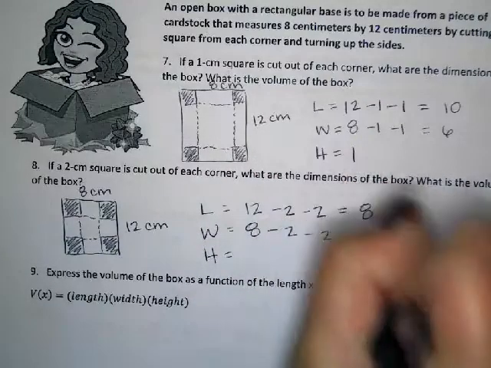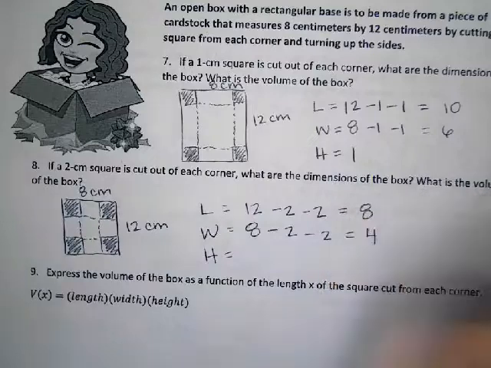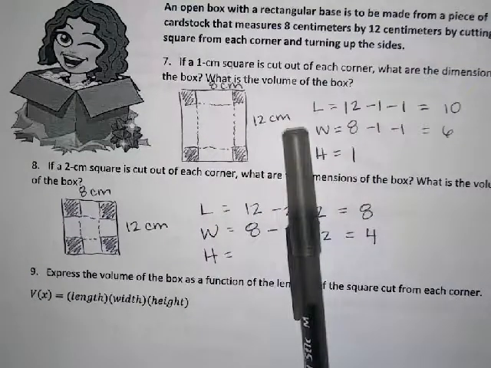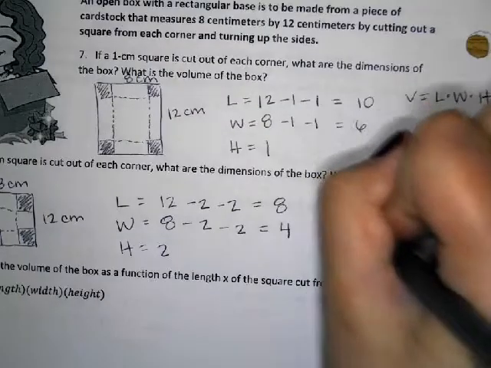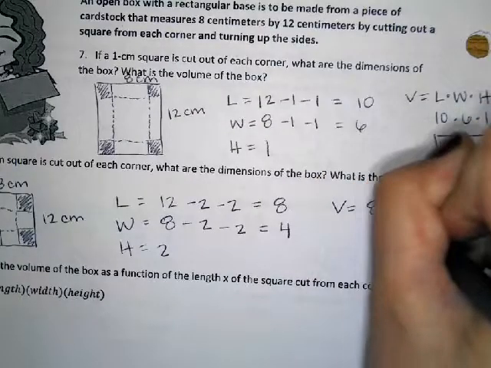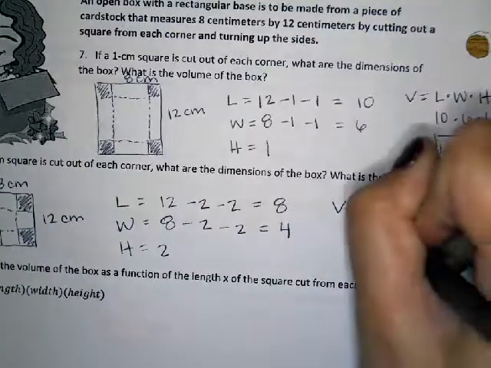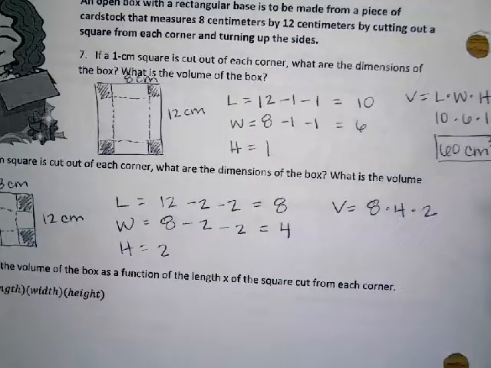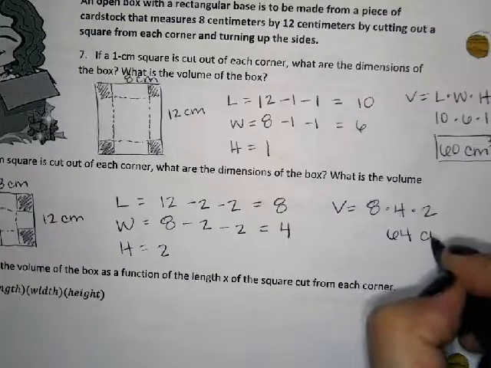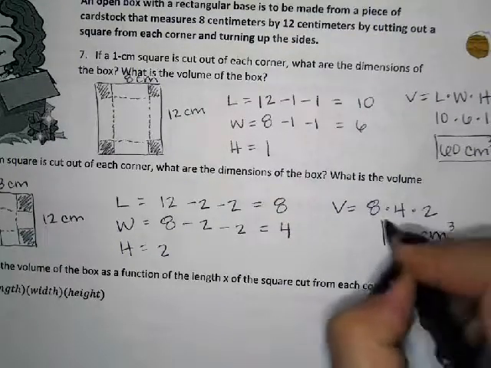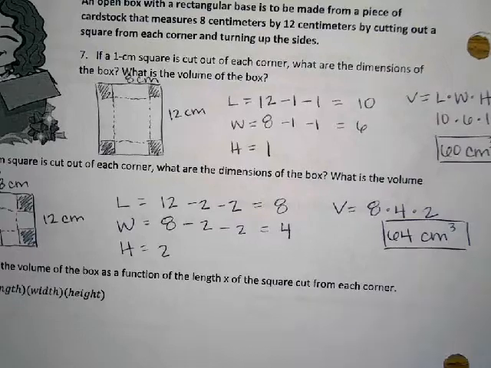And so my volume is length times width times height. And so what is it? 64 centimeters cubed. So apparently cutting out a bigger square actually makes a bigger box, which is interesting. Okay, all right, so now they're saying, let's take this problem and make it a Math 3 problem, because it's not a Math 3 problem if you actually know the numbers.